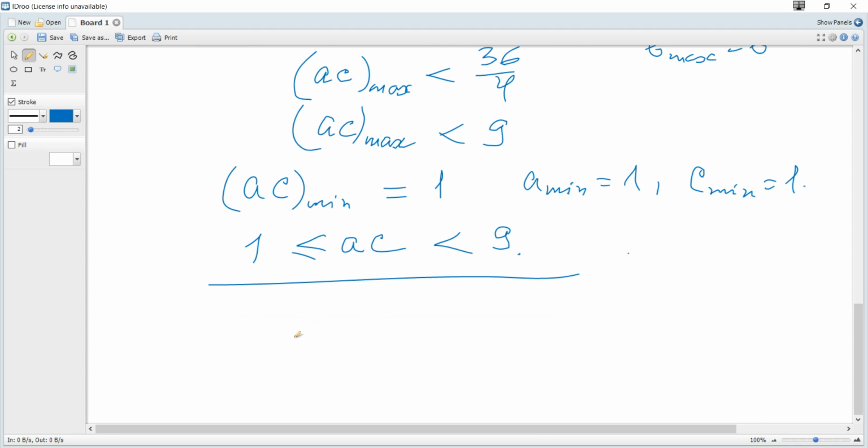Or, since it's about integers, product AC can be 1, 2, 3, 4, 5, 6, 7, and 8.